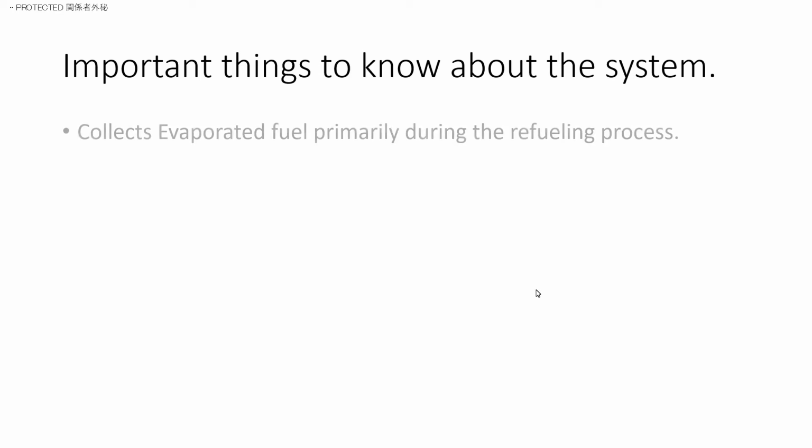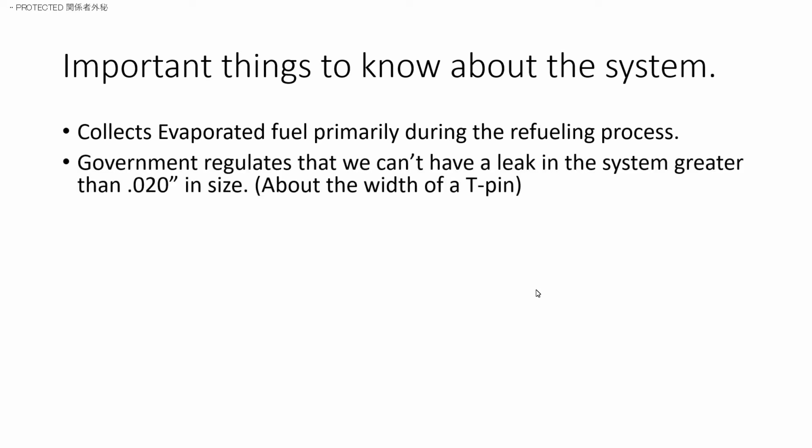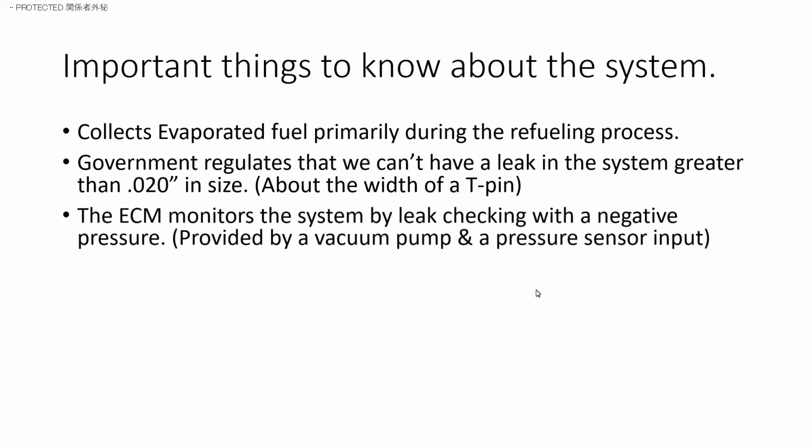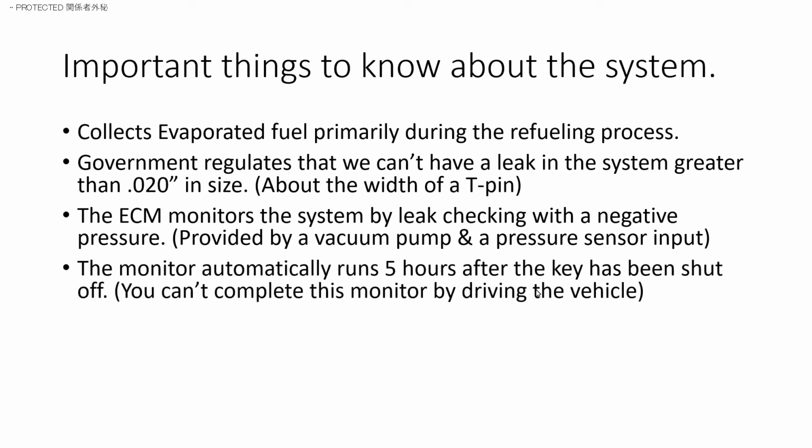Okay, so let's take a look at some important things that we need to know about the system before we get going into its monitor. Like I mentioned, its purpose is to collect fuel, primarily during the refueling process. We know that government regulates that we can only have a 20,000th leak in this. That is a very small diameter, by the way. It's about the width of a small T-pin. Then, as mentioned, the ECM monitors this system by leak checking with a negative pressure. That negative pressure is provided by that leak detection pump, and of course is monitored by the pressure sensor.